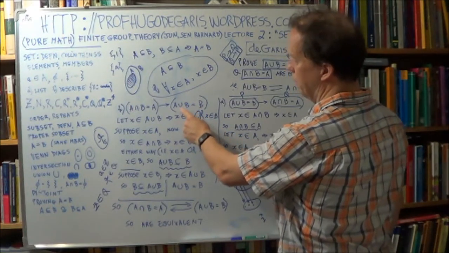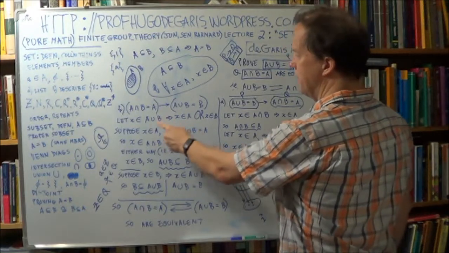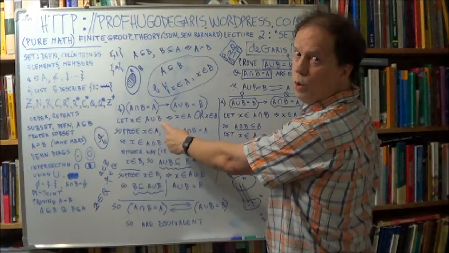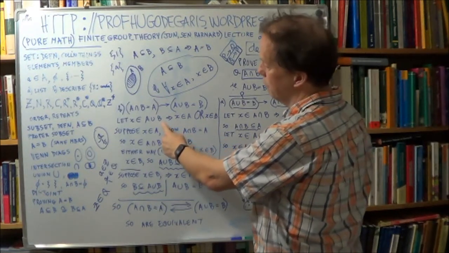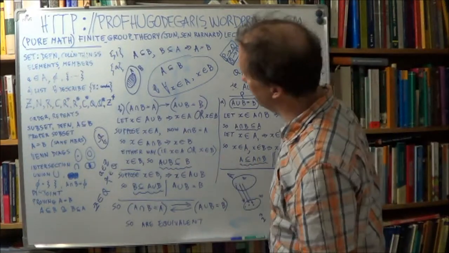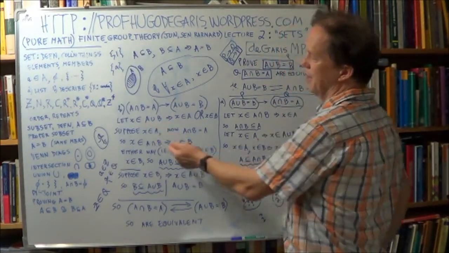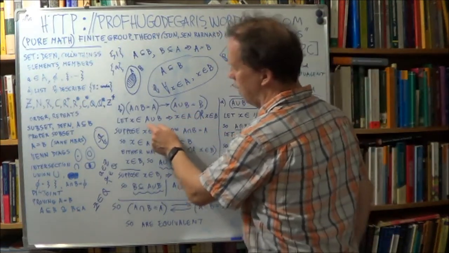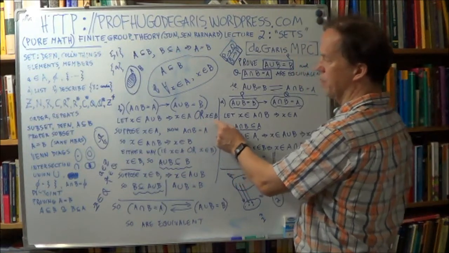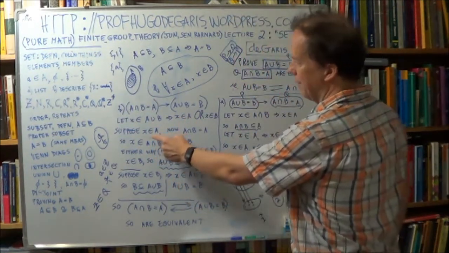So, let X belong to this union. So X belongs to the union. That means X belongs either to A or to B. That has to be the case. X is either in one or the other. If it's in neither, then X doesn't belong to this union. So X has to be in either A or B. X belongs to A or X belongs to B. Okay, so let's assume that X belongs to A.